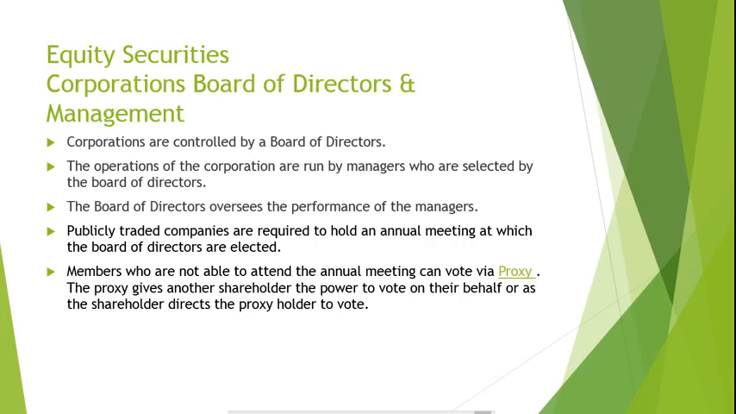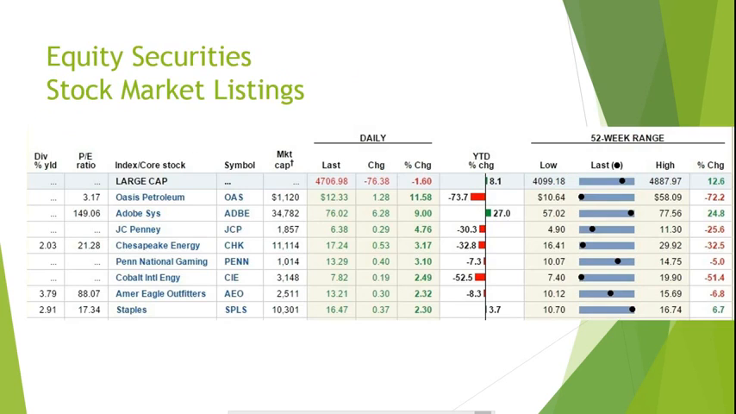Stock market listings. Here is a listing of stocks traded on the New York Stock Exchange. The New York Stock Exchange, called the NYSE for short, is one of several markets that stocks are traded on. In this listing, let's examine and interpret Chesapeake Energy. Under the symbol column, you can see that it reads CHK. This is the stock symbol or stock ticker symbol for Chesapeake Energy.